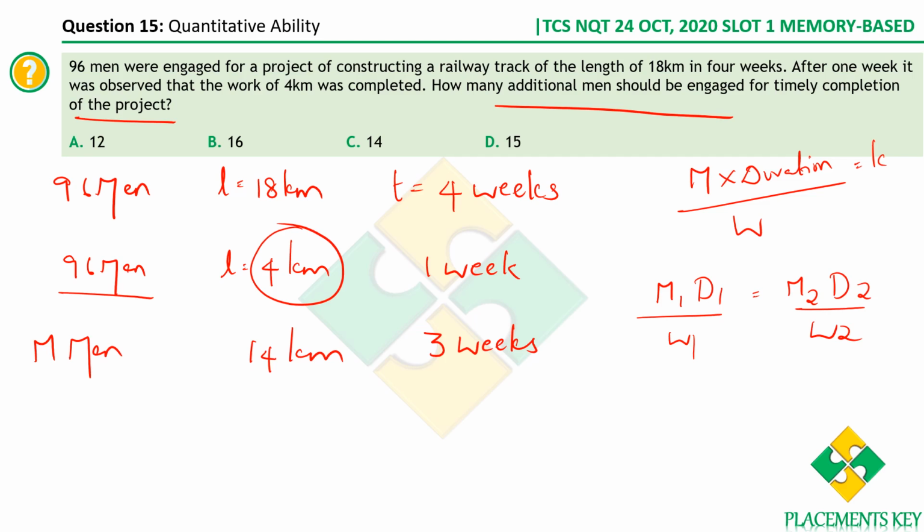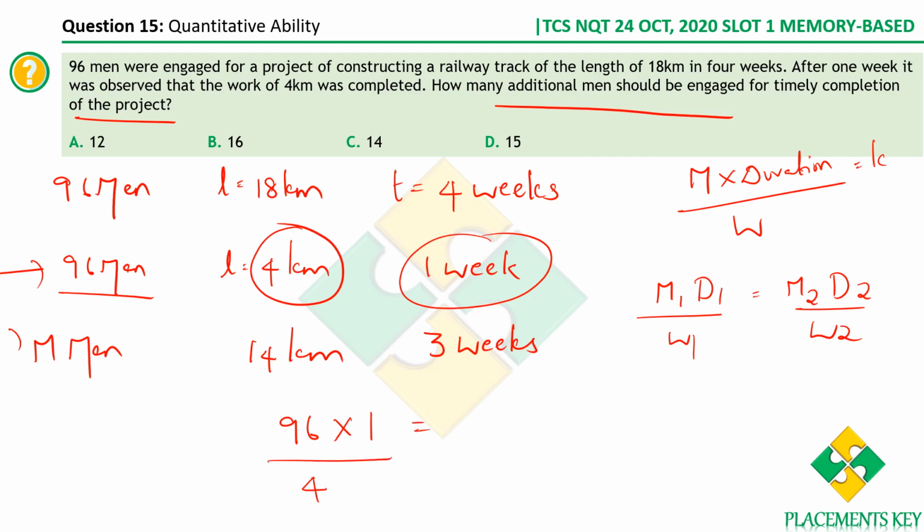Yes, so let's see, this is the first case, and this is the second case. In the first case, how many men worked? 96 men worked. And what is the duration, d1? They worked for 1 week, divided by how much work they were able to do. They were able to construct 4 kilometers of railway track. I'm not writing the units because all the respective units are the same, right?